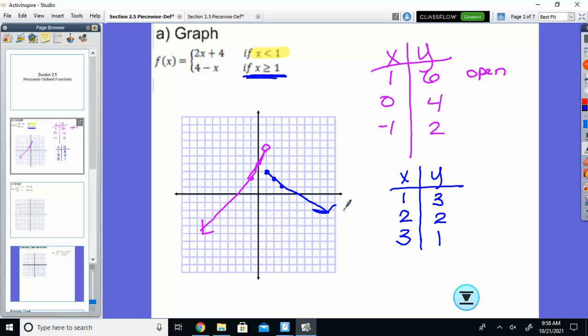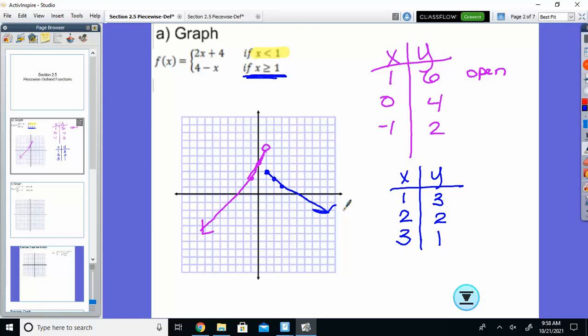Quick check at the end to make sure it passes the vertical line test. If you have 2 closed circles, double check which one should have been open. If your lines overlap, you extended one of your lines the wrong direction. Double check what happened. All right. Are there questions on that?